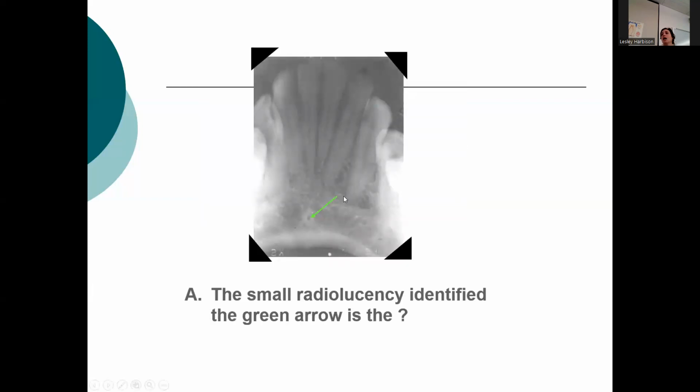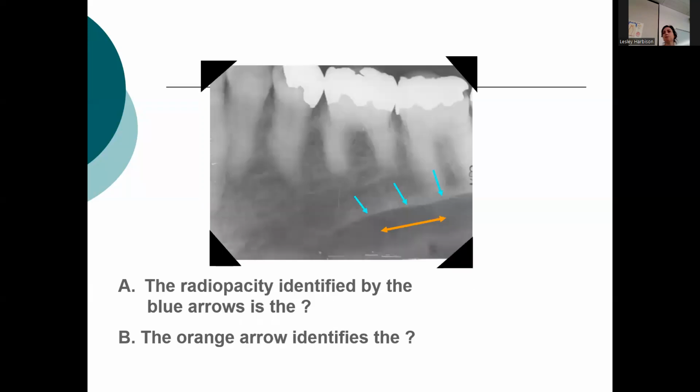And then the small radiolucency identified by the green arrow is what? Lingual foramen. So this kind of questioning should lead you to the right answer. So radiolucency, foramen. That kind of is your clue. The radiopacity identified by the blue arrow.